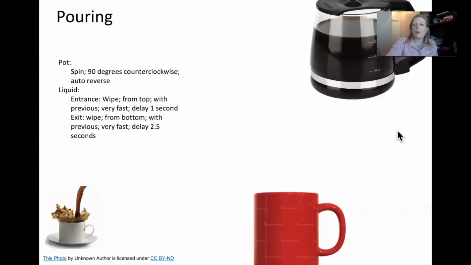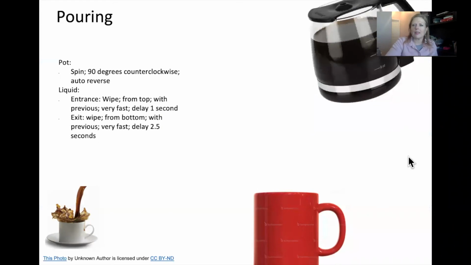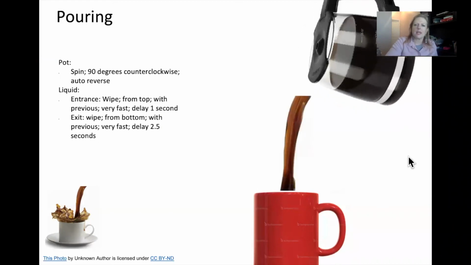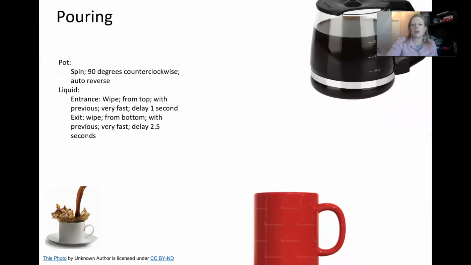Here's an example of pouring coffee. Now, I didn't do a lot of editing of the pictures, so you're going to see some white space. If you really want to do some photo editing, you can make it look super cool. The coffee pot tips, the coffee comes out, and the coffee stops as the pot tips back up. This was achieved with a couple of different effects: spin for the pot, and then a wipe in feature for the coffee, and then a wipe out feature for the coffee, so it looks like it goes.